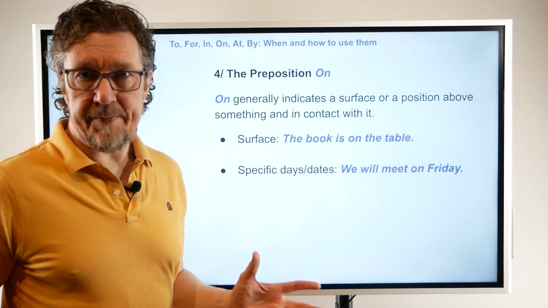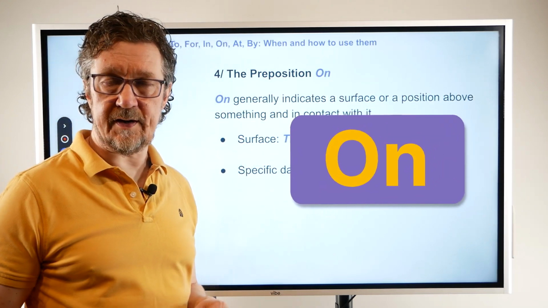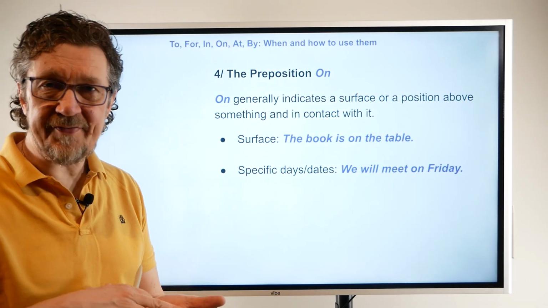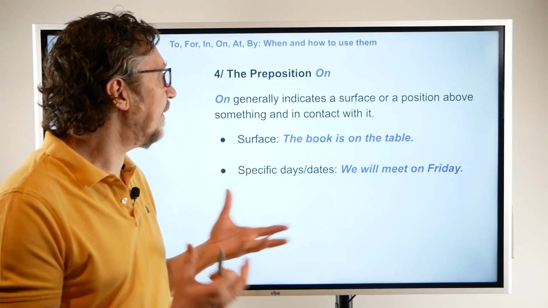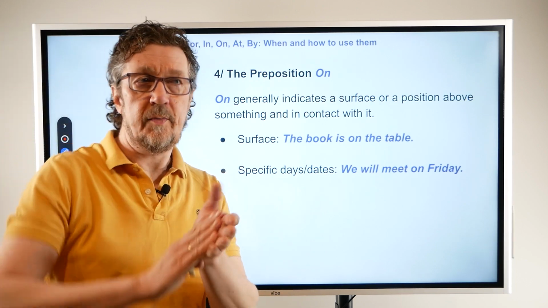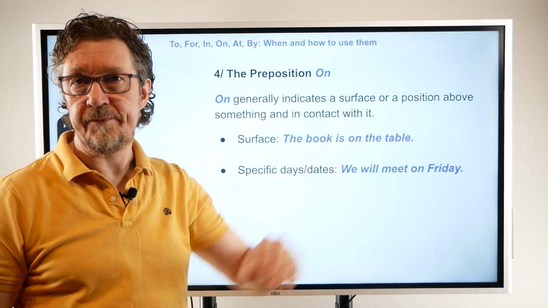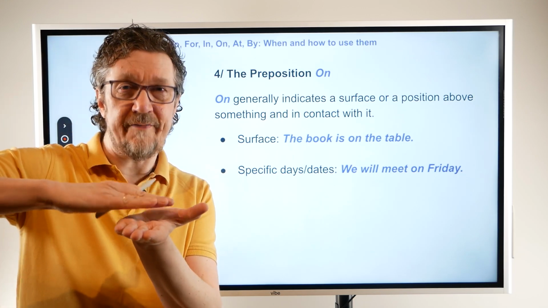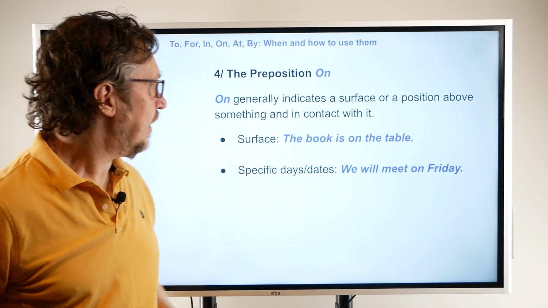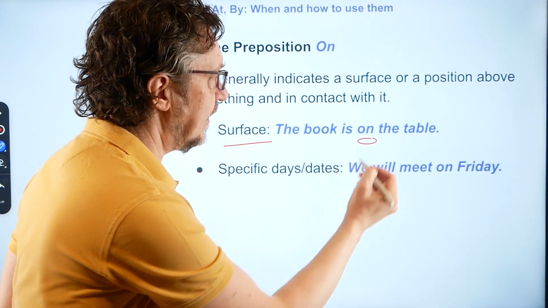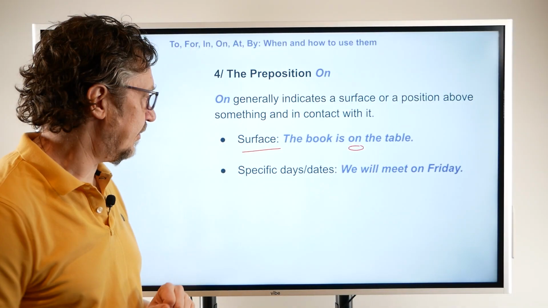All right, number 4, preposition on. Now, we looked at this a little bit in the intro. On is talking about something that is on the surface or a position above something or in contact with it. So we can not just say on the table, we can also say on the wall, okay? We can also say on the ceiling. It doesn't necessarily talk about gravity, okay? So it can be on anything. So for example, the book is on the table. Like this is surface, okay? On the table, the book is on the table.